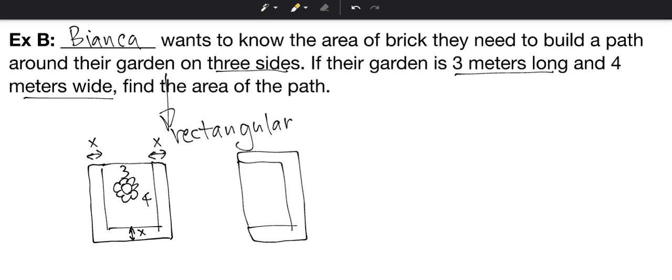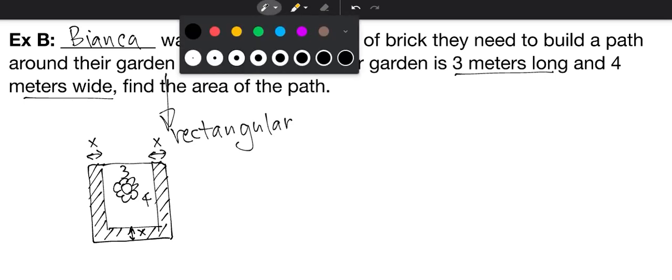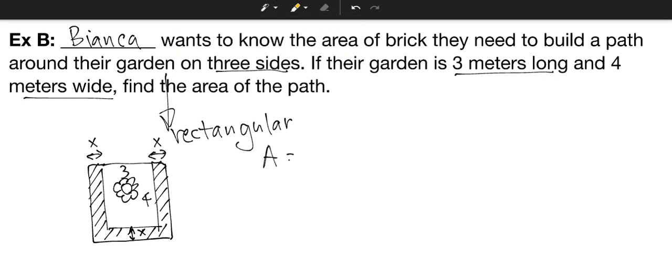Okay, so I want to know the area of this shaded part. Whichever interpretation you use would be fine. I'm going to use the one that I drew first. I'm going to erase the other one. Okay, so this is a rectangle within a rectangle, right? So I want to do the area of the big rectangle first, and I'm going to subtract off the little rectangle, and that's going to tell me the area of the shaded part.